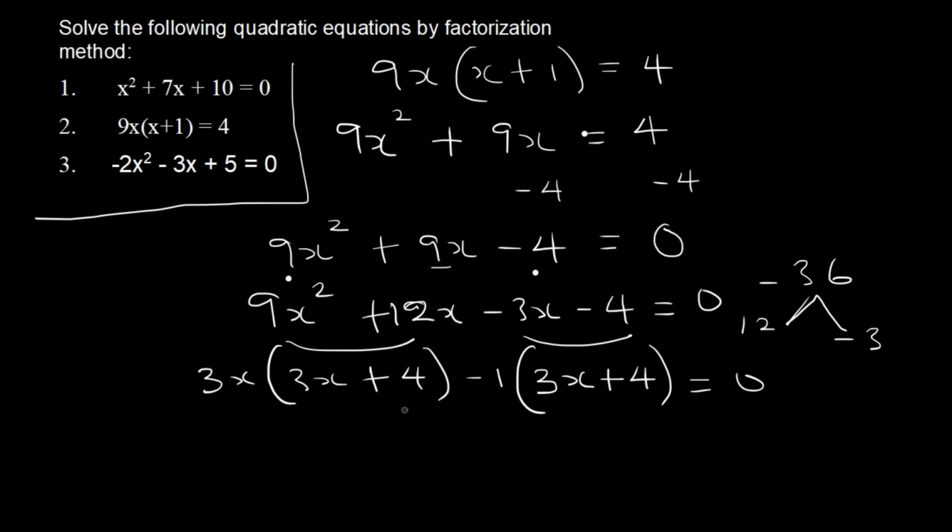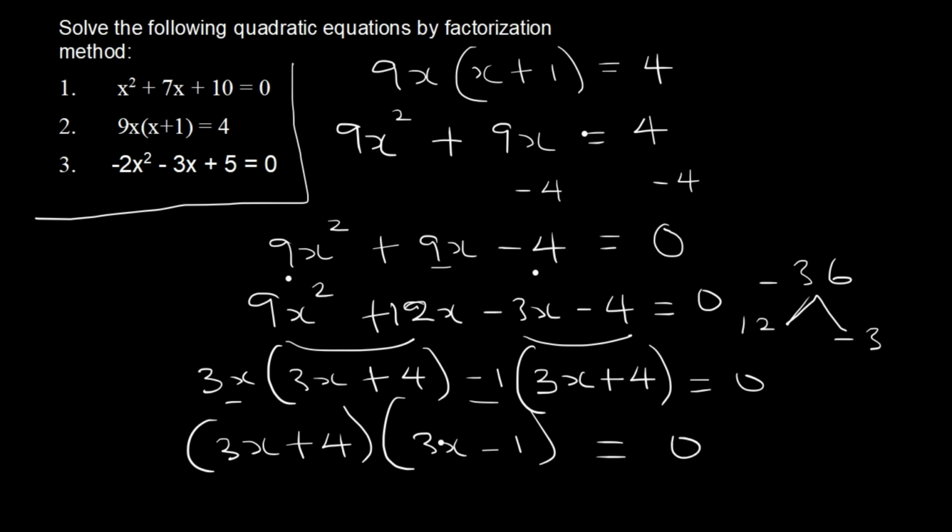Our brackets are the same. The two brackets are the same. So pick one of the brackets, 3x plus 4. We create another bracket with these leftovers. We'll have 3x minus 1. And everything is equal to 0.